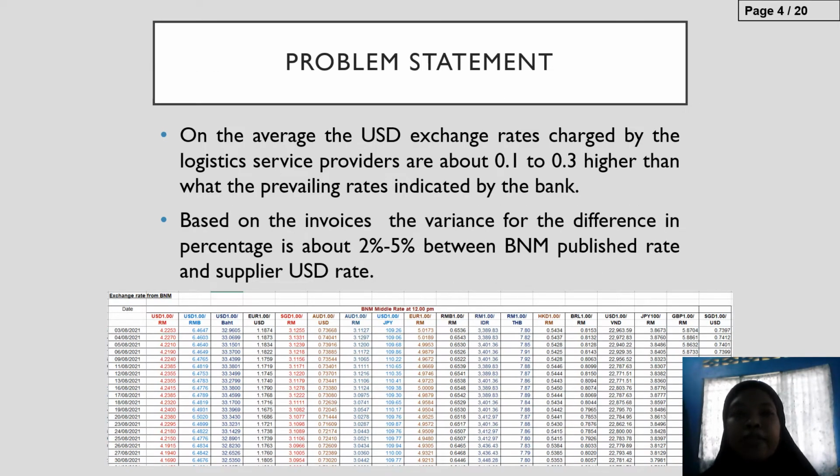Problem statement. On average, the USD exchange rate charged by the logistics service provider is about 0.1 to 0.3 higher than what the prevailing rate indicated by the bank. Based on invoice, the variance in percentage is about 2% to 5% between BNM and supplier USD rate, BNM standing for Bank Negara Malaysia published rate.